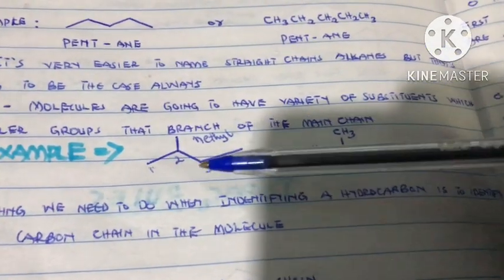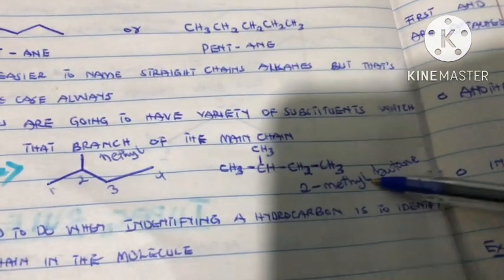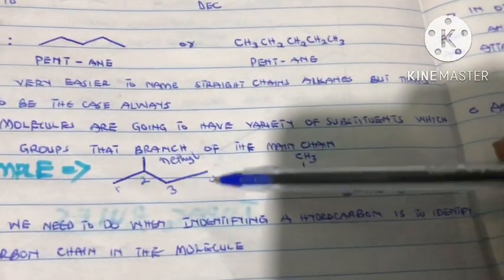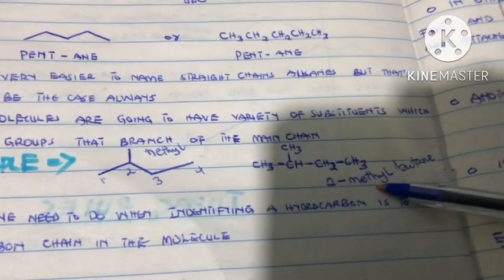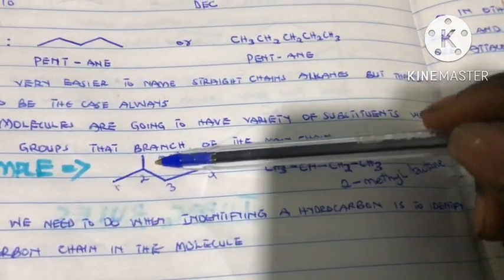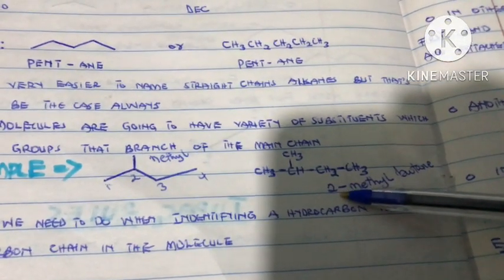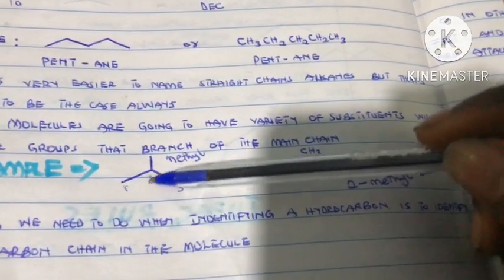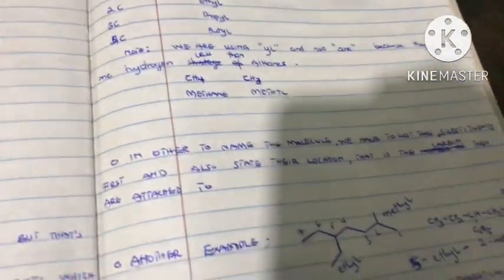So when we try to name this compound, you can see that the name will be 2-methyl butane. Butane is the main carbon chain, and it's a 4-carbon chain, so butane. And methyl implies that there is 1 carbon substituent, and 2 actually implies the location of this substituent. We are trying to say that it's being found on carbon number 2. You understand? Let's look at another example.